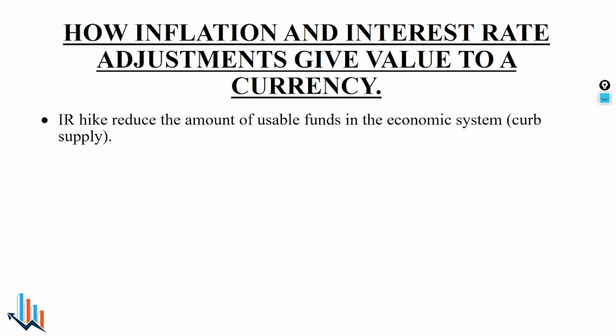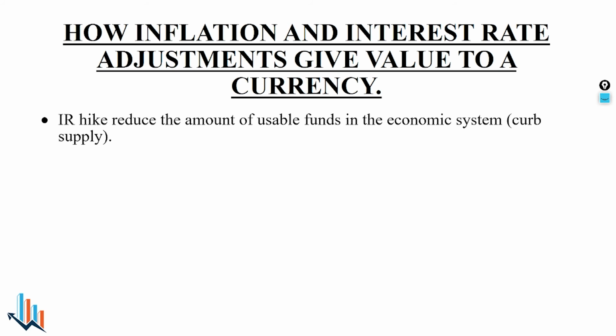A lot of goods will be in the system and people will not be interested in buying them. As the supply of these goods overshadows the demand, the inflation, or the prices of these goods, will come down.